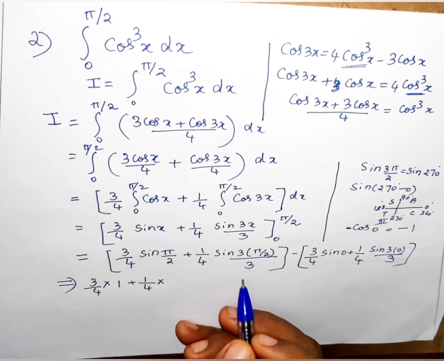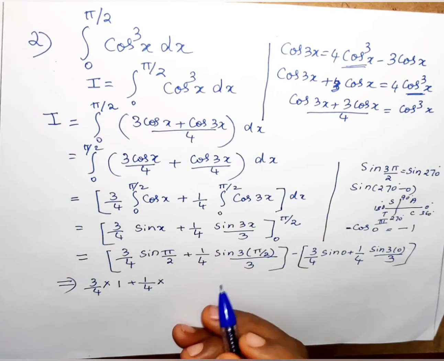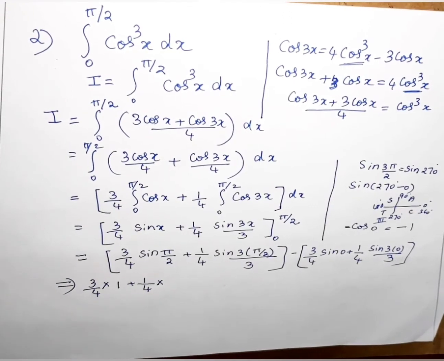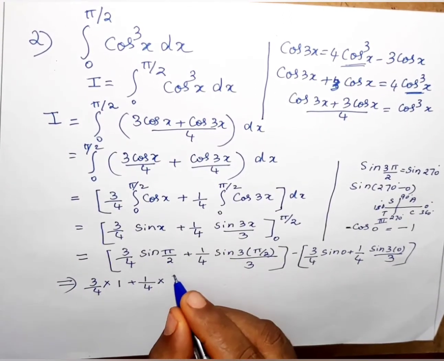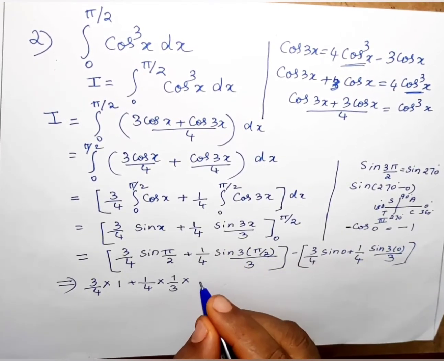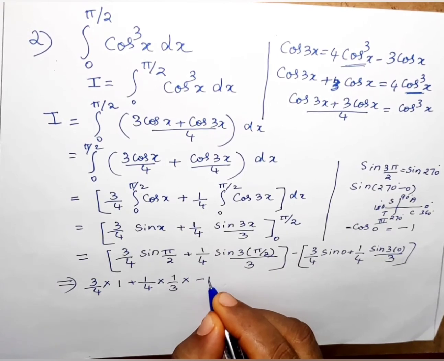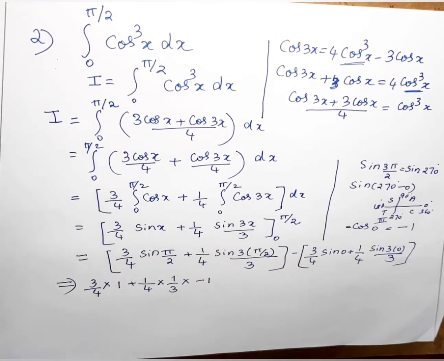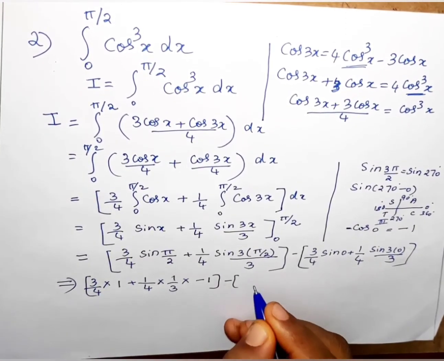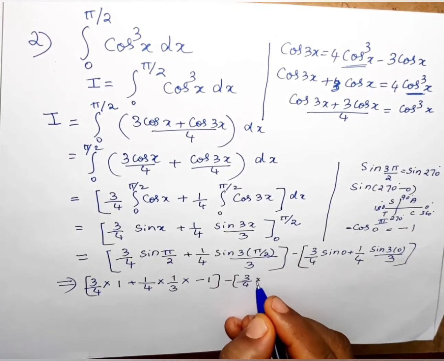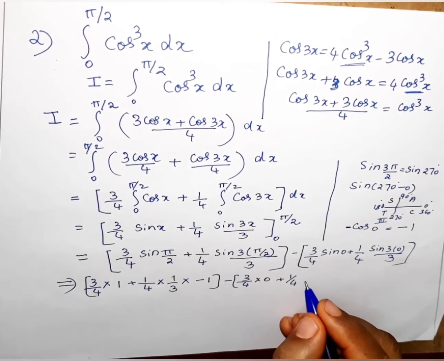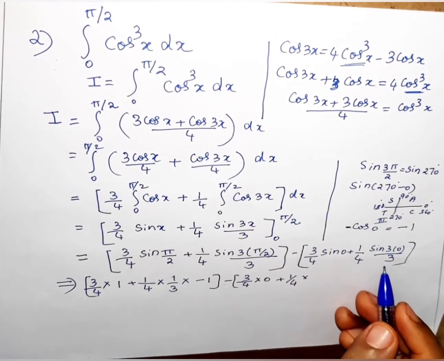But before that, 1 by 3 is a constant. Let us remove it out. So let us write 1 by 4 into 1 by 3, and sin 3 pi by 2, that will be minus 1. Let us close the bracket and let us write minus 3 by 4. What is the value of sin 0? It is 0. Plus 1 by 4 into sin 3 into 0 is 0.